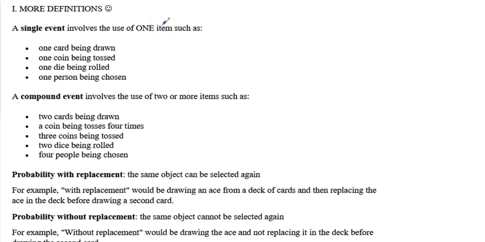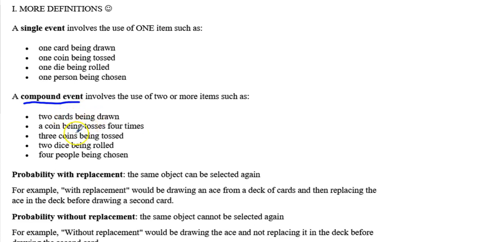In this recording, we're going to look at compound events. Let's start with some definitions. A single event might be, for example, a card being drawn, a coin being tossed, a die being rolled, a person being chosen. It gets a little more complicated now when we have compound events. Those are typically like an "and" and an "or" situation.